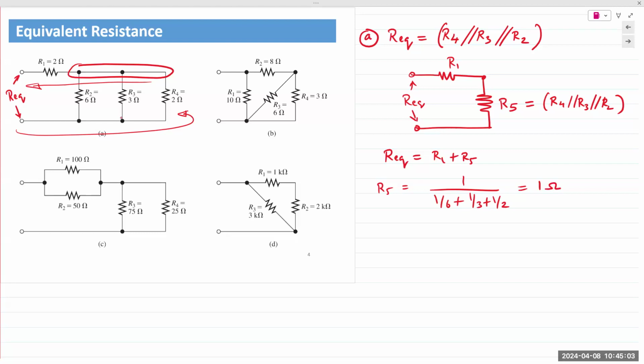1 in relation to 6, 3, and 2. Smaller, right? Smaller, that means my answer more likely than not should be correct. If I get 1.9, that still doesn't ring off any alarm bells. But if I get like 2 or 2.1 or 2.5, then you should immediately think that is not possible. So my REQ is 2 plus 1, 3 ohms.